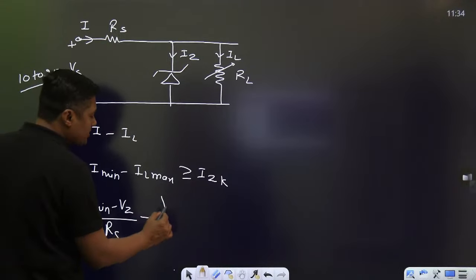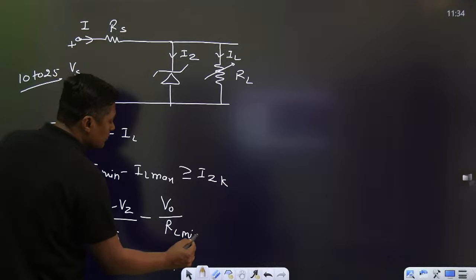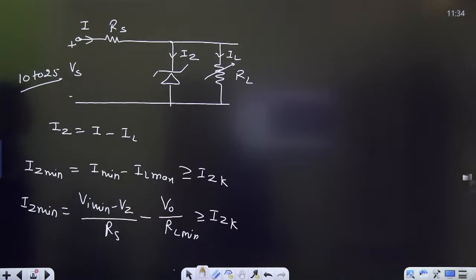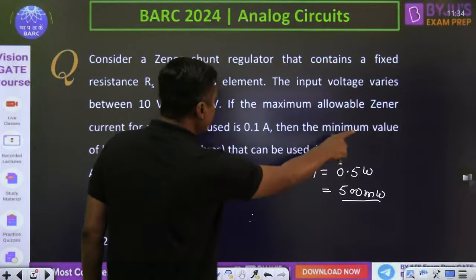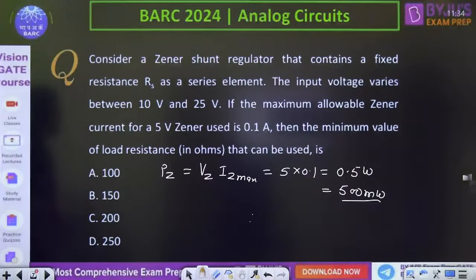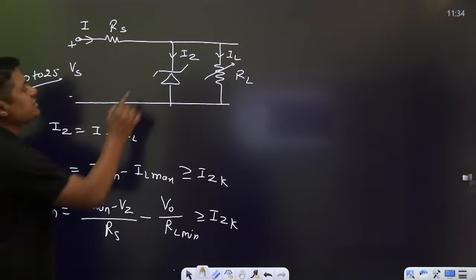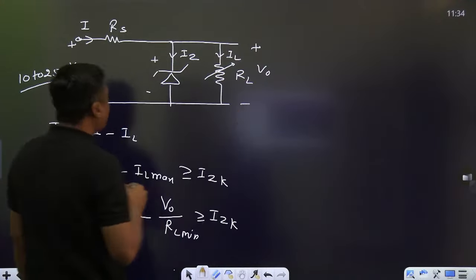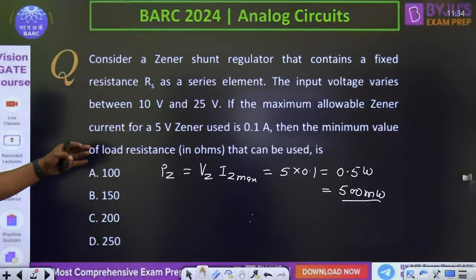What is the IL maximum? V naught upon RL minimum. That should be greater than or equal to IZK. What is required is the RL minimum, the minimum value of load resistance. So from this equation you can find the RL. What is V naught? V naught is nothing but VZ. RS is not given in the question, but you can take 1 kilo ohm, otherwise they will give you the answer in that. Okay, 1 kilo ohm for example.